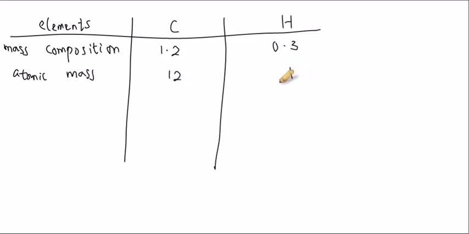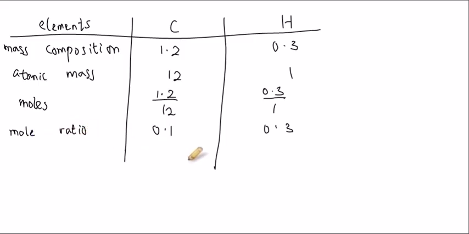So we need to calculate the number of moles, because the empirical formula is the smallest ratio in which atoms combine in a substance, and the substance could be a compound or a molecule. We'll be dealing with the moles, so moles will be mass divided by atomic mass, that's 1.2 divided by 12 for carbon. For hydrogen, 0.3 divided by 1. Calculating this, we have 0.1 for carbon and 0.3 for hydrogen, and I'll be stating here the mole ratio.